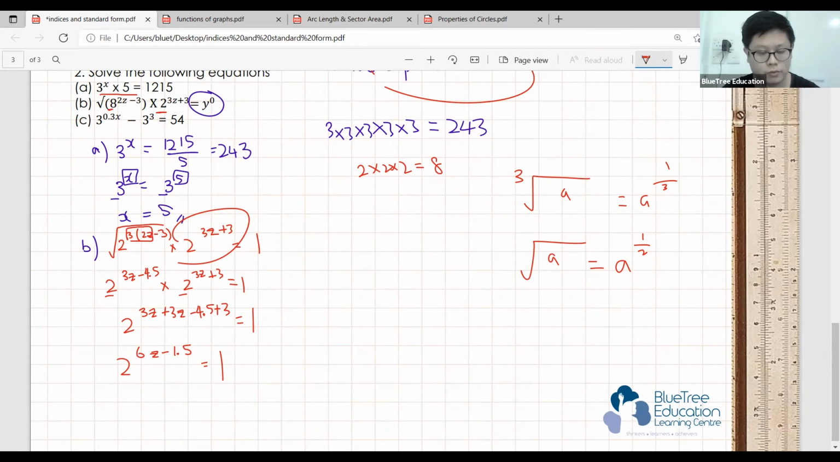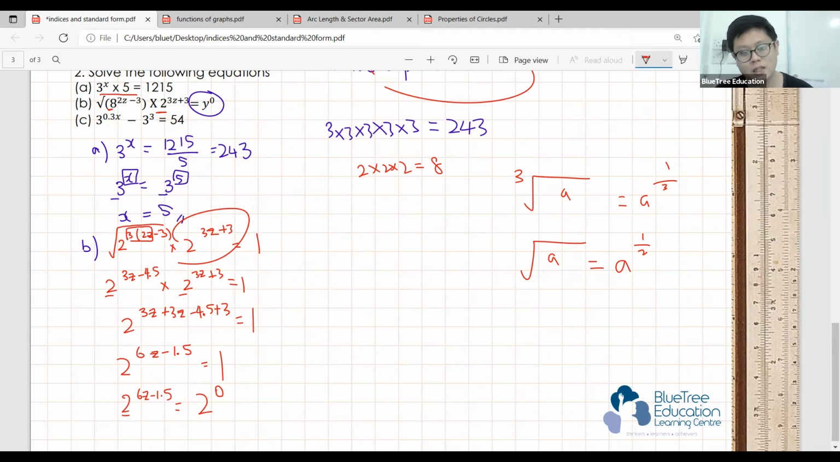in a negative 1.5. Lastly, what I have to do is to change the 1 into a base of 2 again. Remember, it's all about making sure all the bases are the same. So this 1 is still not the same base, right? I change it into 2 to the power of 0. Remember, all powers of 0 will always result in a 1 as your answer.